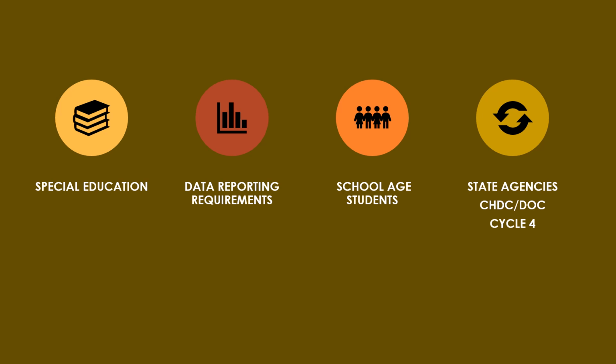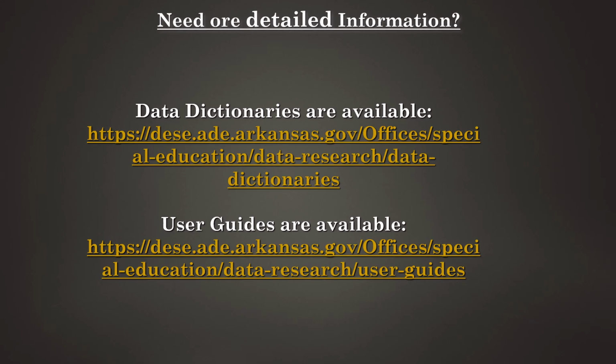Today's presentation covers the special education data reporting requirements of Cycles 2, 4, and 7 for the school-age student within the fiscal year. User guides and data dictionaries are also available for download from the website or from the support tab in MySped. The slide above gives you those URLs that you can follow.